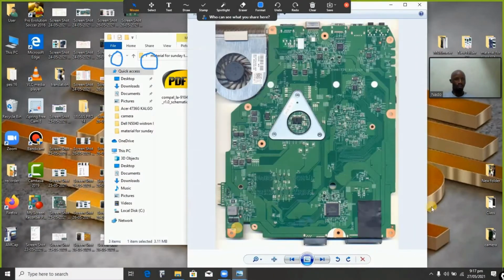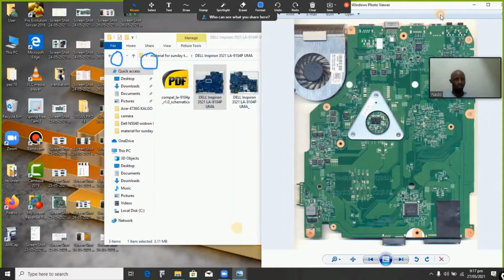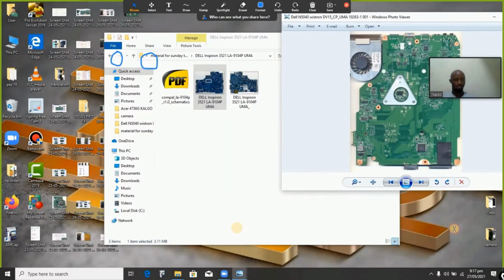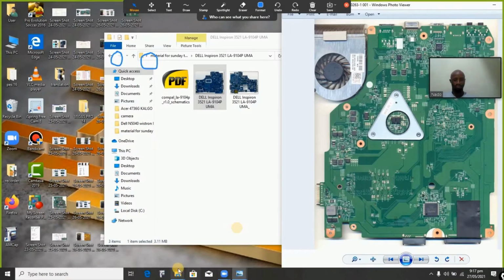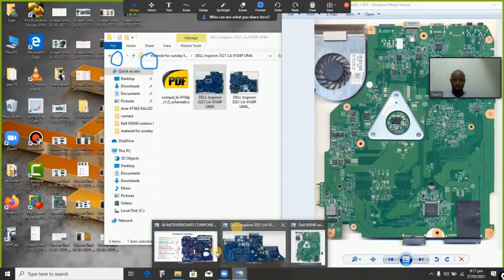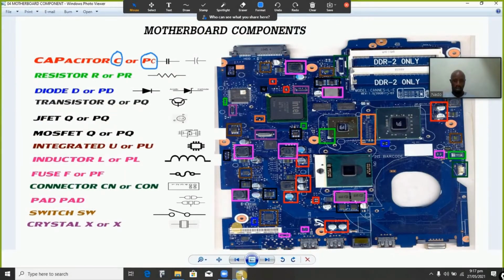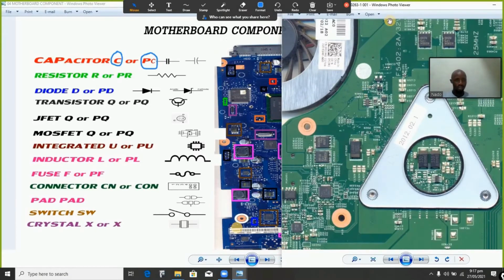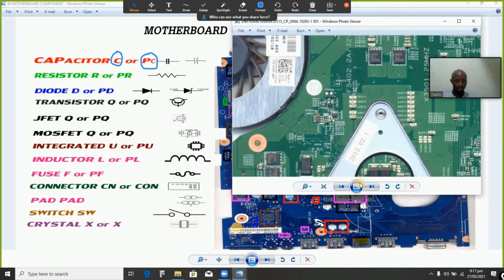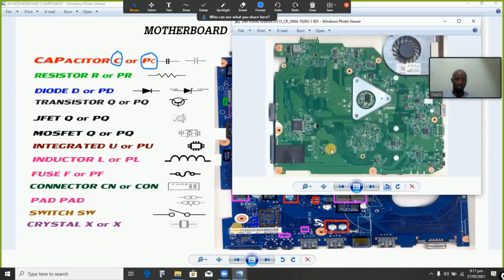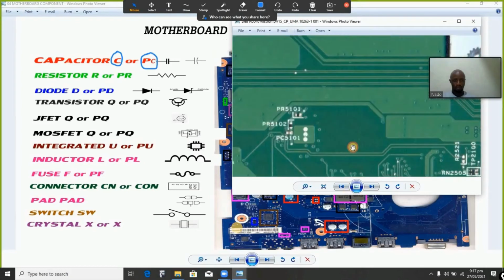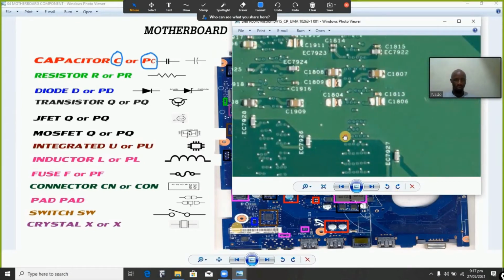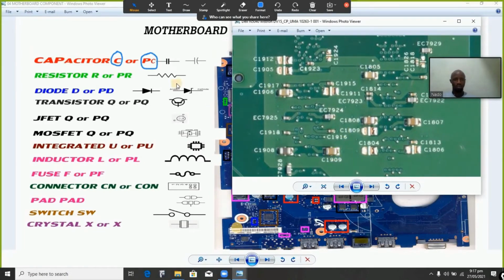Okay, the design of this side that he joined me physically from class. Like I was saying earlier on, if you check these components here on this motherboard, you have different components there. And I said capacitors are represented with C or PC. I want to show you capacitor examples. If you check all of these things, we have capacitors all over this place.